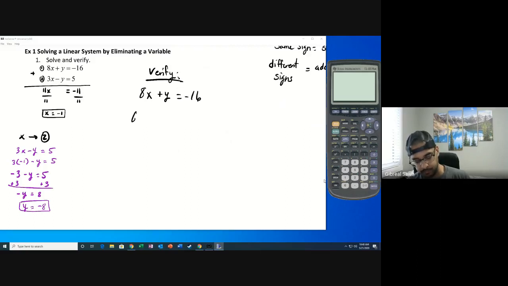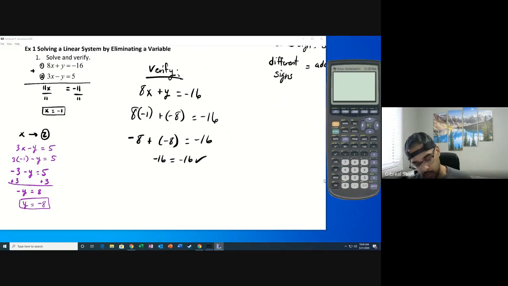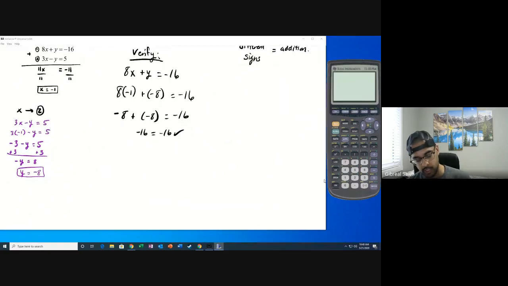Plug in those numbers. Negative 1, negative 8. That should be negative 16. So negative 8 plus 8 more negatives should get us to negative 16, which it does. That one is good. We will check the other one also because we should be checking both. So 3x minus y equals 5. 3 multiplied with negative 1 minus a negative 8 equals 5. And this is why avoiding those negatives is sometimes nice, because there are a lot of them here. Unfortunately, for the verification step, it's hard to get away from them.